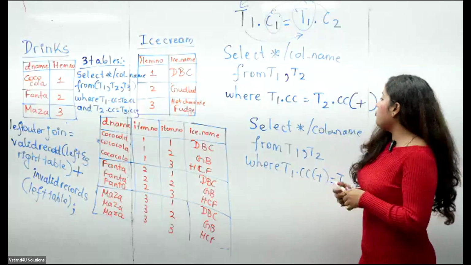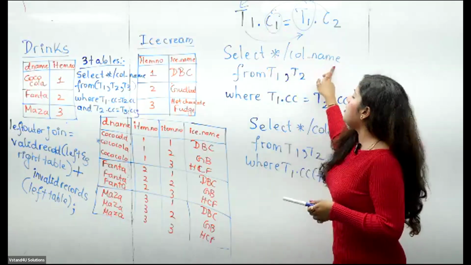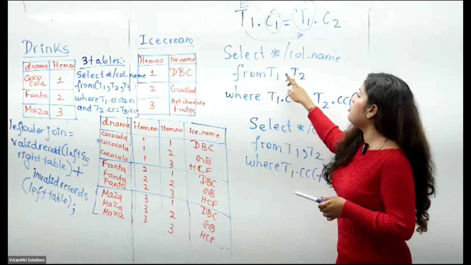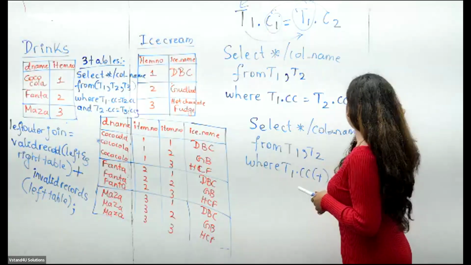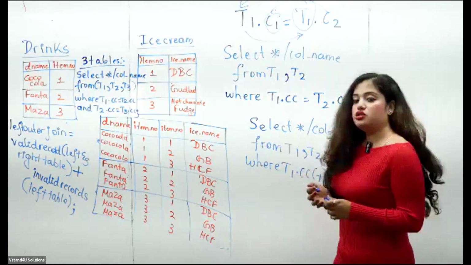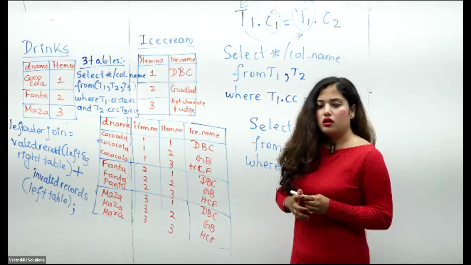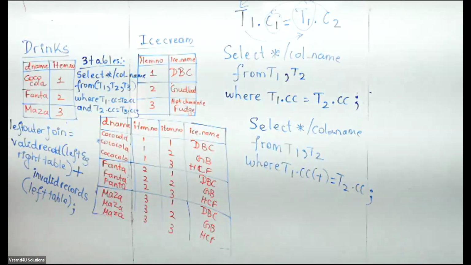Full outer join, what is the syntax? Select star, column name from T1, T2, where T1.CC equals T2.CC. Same syntax as your inner join. Clear? Any doubts you have?